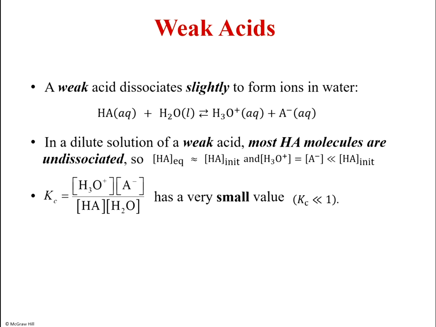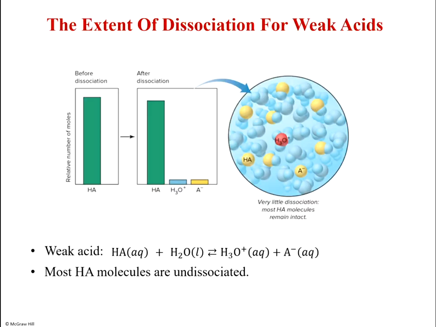Here's our weak acid relationship: hydronium times A- divided by HA times water, and it typically has a very small value, usually on the order of 10 to the minus 2 or less. The extent of dissociation for weak acids is small. So here's our weak acid before dissociation, and then after it goes into water, we get a little bit of hydronium and a little bit of its conjugate base. Most of the HA molecules are undissociated.